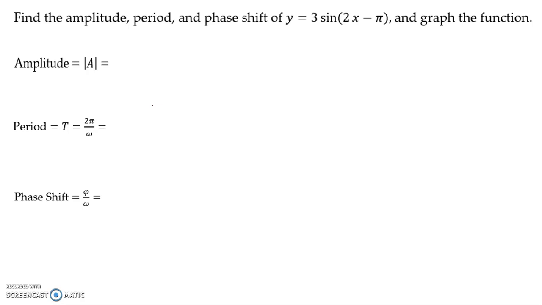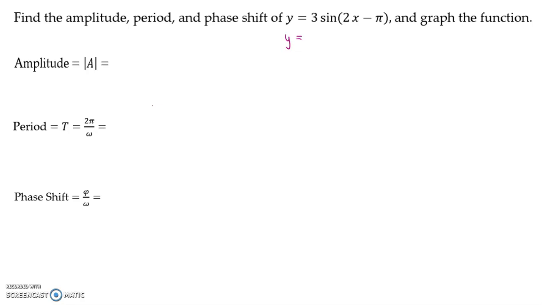Let's take a look at this question. We want to find the amplitude, the period, the phase shift of the function y equals 3 times sine of the quantity 2x minus pi. We also want to take a look at the graph of this function. So let's make some notes here regarding our formula.